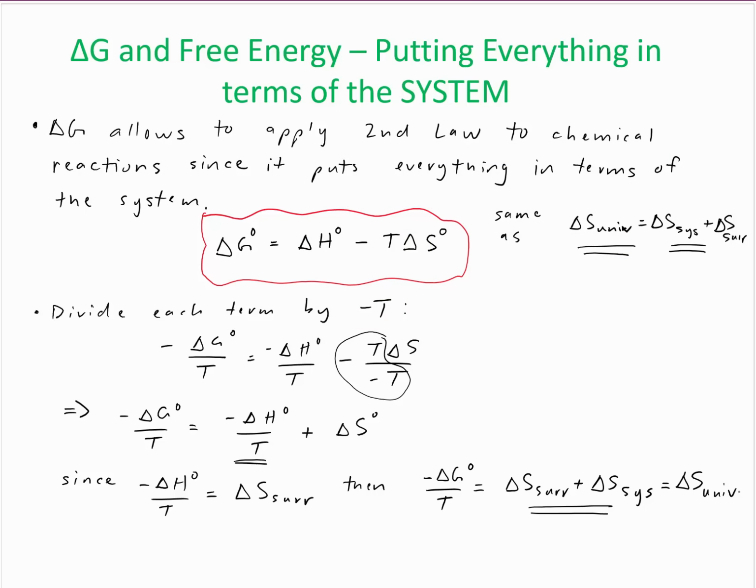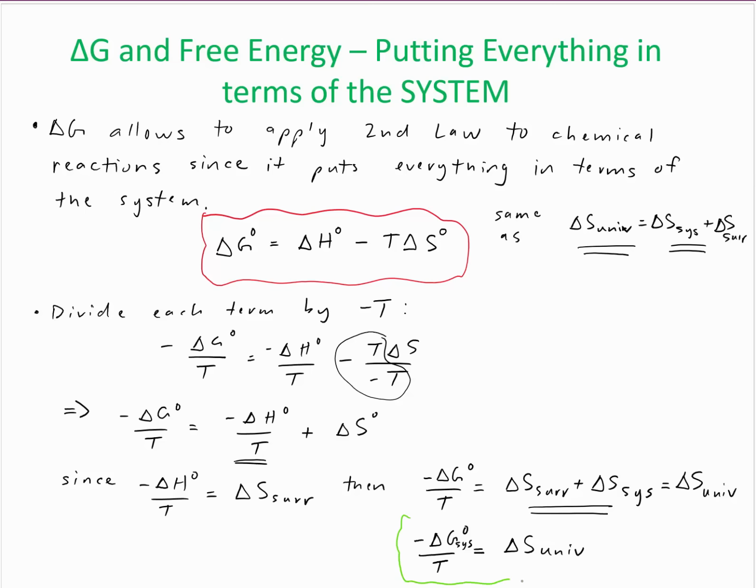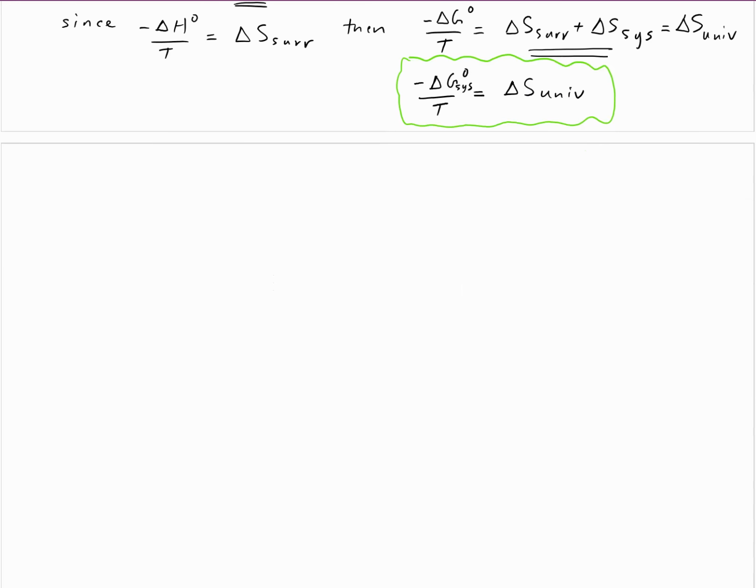So by substitution, dividing by temperature, we just showed that negative delta G divided by temperature equals delta S for the universe. Okay, and this is delta G for the system. It's always for the system. So this is a handy little thing to remember. And what this means, I'll go over on the next slide, since I'm kind of out of space on this slide. So what does that relationship mean?